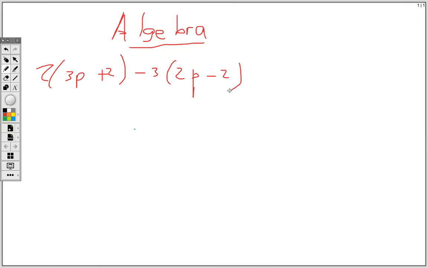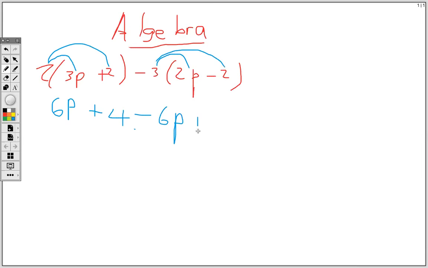Now, looking at this, we have to clear the bracket. So multiplying 2 times 3p, and you should be seeing by now 6p. As I explained earlier, we multiply the 2 times the 3 and we arrive at 6, right? But rewrite the variable. Then we have 2 times 2, that gives me positive 4. Negative 3 times 2p, that's negative 6p. Then negative 3 times negative 2, that is positive 6.